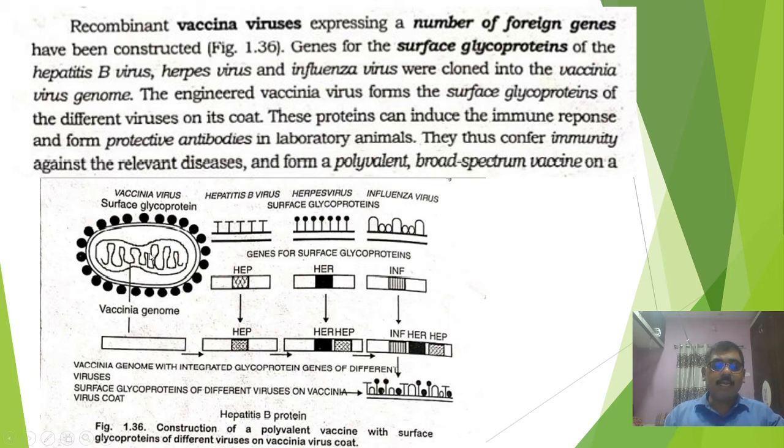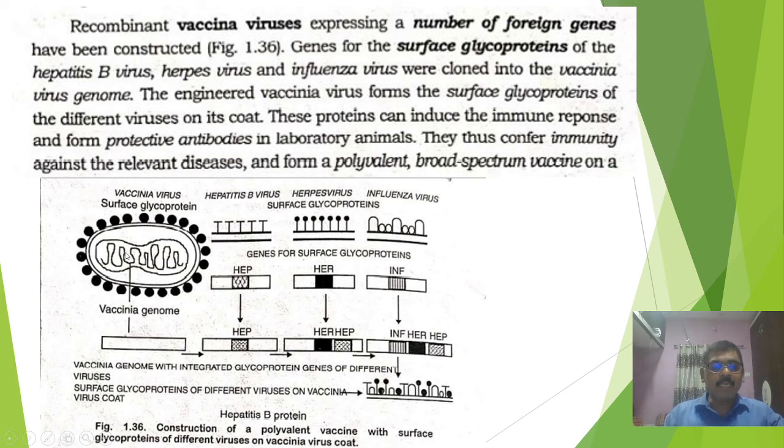Here you have taken the vaccinia genome, which is harmless. This is the genome of the vaccinia virus, and it has a rounded surface coat protein, the surface glycoprotein. Then we have isolated the desired genes from three different viruses: the hepatitis B virus surface protein, the herpes virus surface glycoprotein, and the influenza virus. These are the surface proteins of these three different viruses, and this is the surface protein of the vaccinia virus.